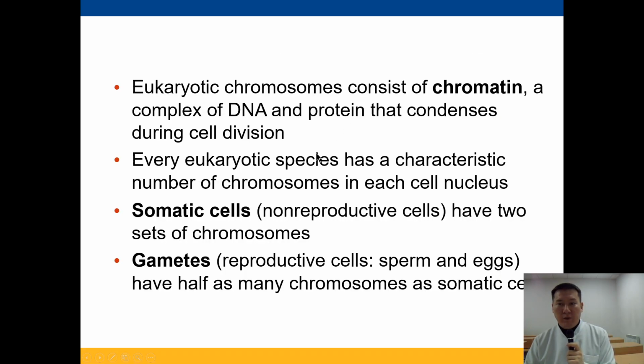Eukaryotic chromosomes consist of chromatin, a complex of DNA and protein that condenses during cell division. Every eukaryotic species has a characteristic number of chromosomes in each cell nucleus. Somatic cells, or non-reproductive cells, have two sets of chromosomes, or the full number. Also, they are known as diploid. And gametes, which are reproductive cells, sperm and egg cells, have only half as many chromosomes as somatic cells, also known as haploid. Somatic cells are diploid and gametes are haploid.